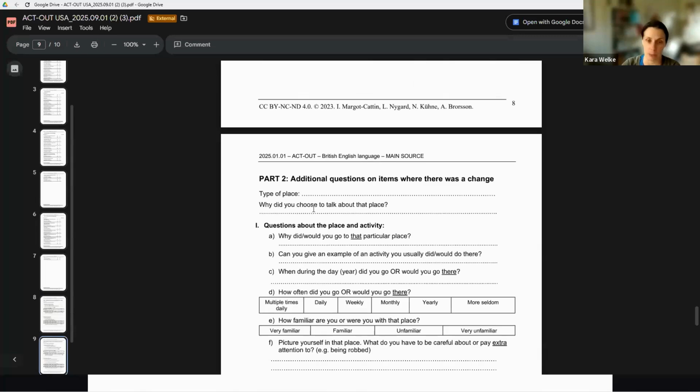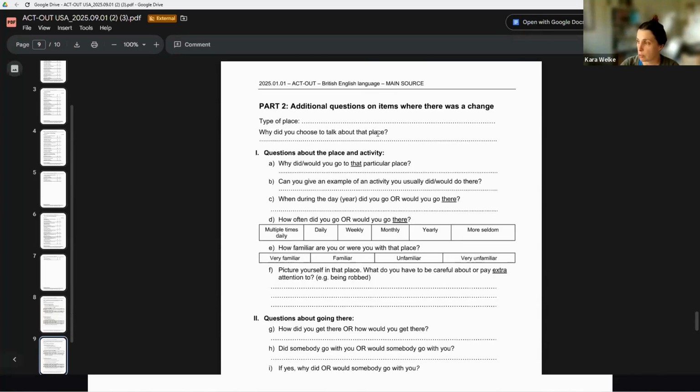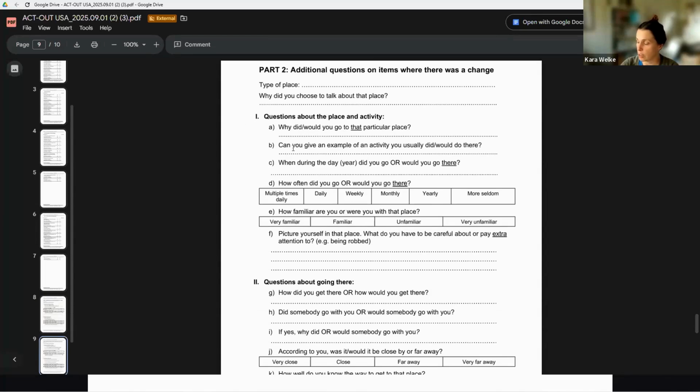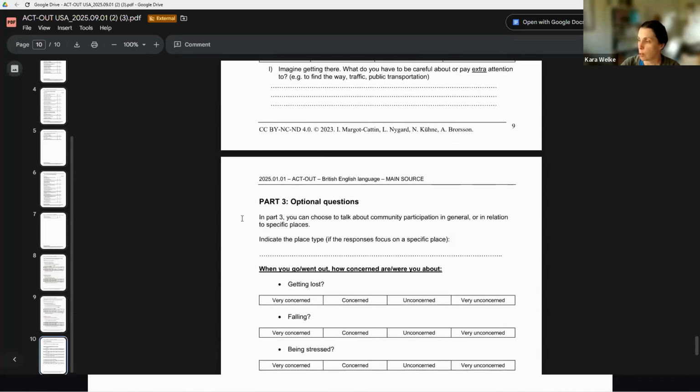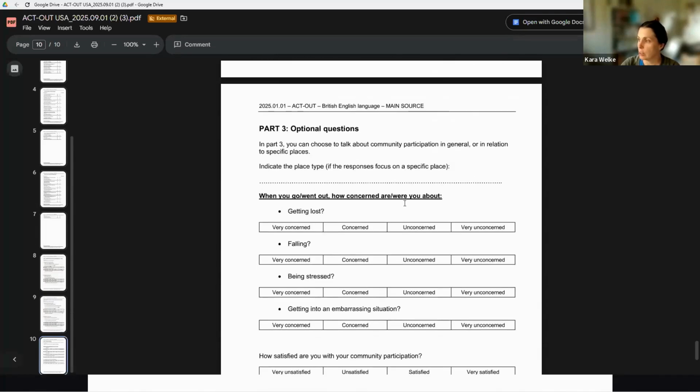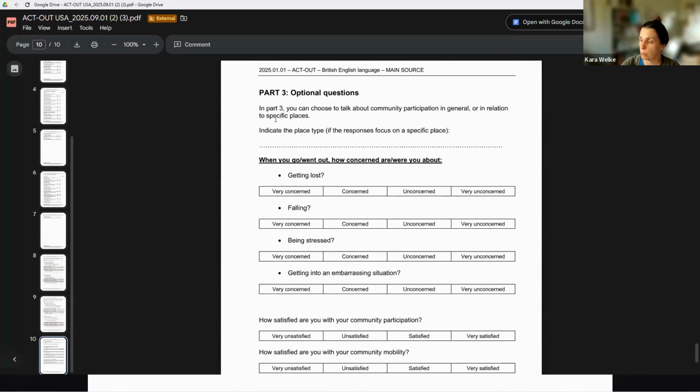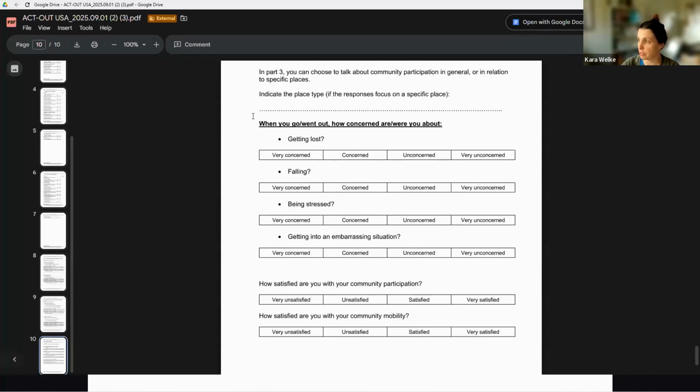So most likely it's going to be they used to go there. Now they no longer go there. Asking them, why do you choose to talk about that place? And then again, you're going to run through the set of questions under 1, the set of questions under 2, and then the part 3 optional questions. So this is where you can choose to talk about community participation in general or specific places. If they want to do a specific place, type about that specific place.